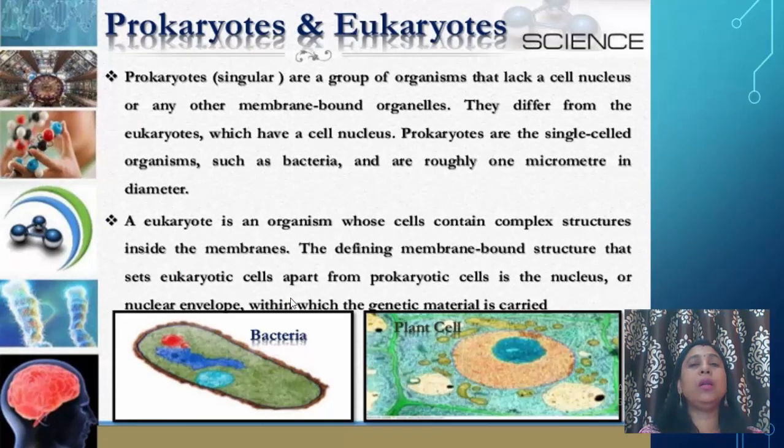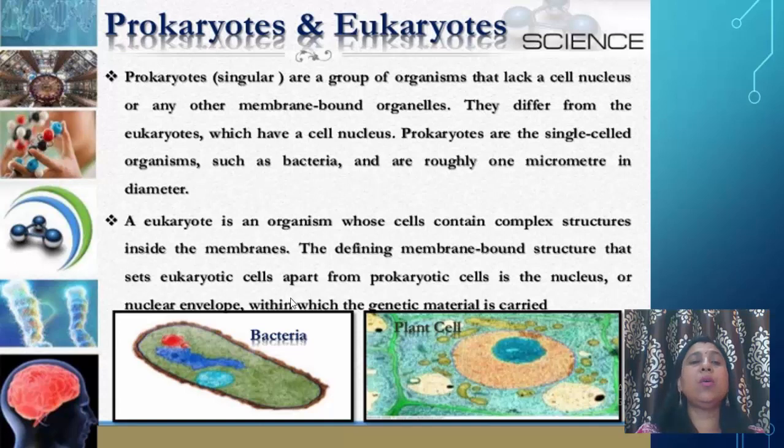Now, what are prokaryotes and eukaryotes? Prokaryotes are a group of organisms that lack a cell nucleus or any other membrane bound organelles. Means the nucleus in these does not have a nuclear membrane. Means a cellular nucleus is absent in prokaryotes. All the nuclear material floats in the cytoplasm, and the other membrane bound organelles such as mitochondria, Golgi bodies, lysosomes, they all are absent in prokaryotes. They differ from the eukaryotes which have a cell nucleus.